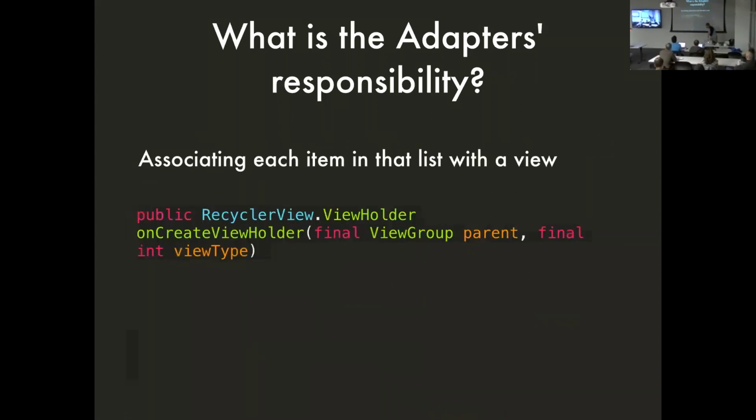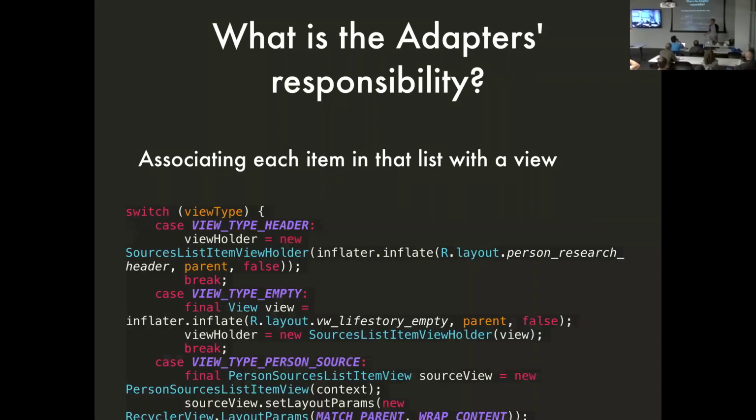So now we have the other half of the recycler view's job, and that's to take, now that we have a list of the types, we need to associate those with a view and bind the data to the view. So that's like an onCreateViewHolder and an onBindViewHolder that you've probably written. But those turn into these big switch statements where you're inflating views and all that type of stuff.